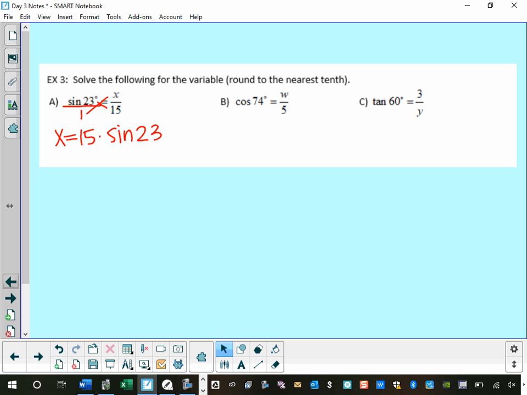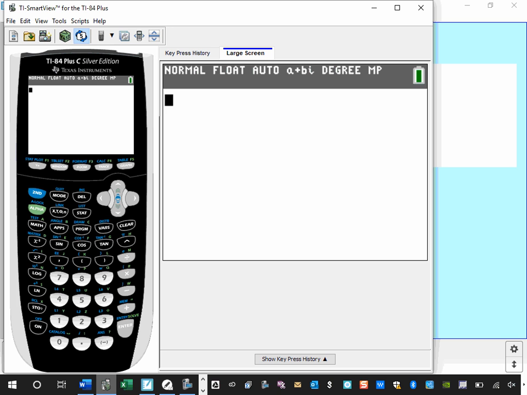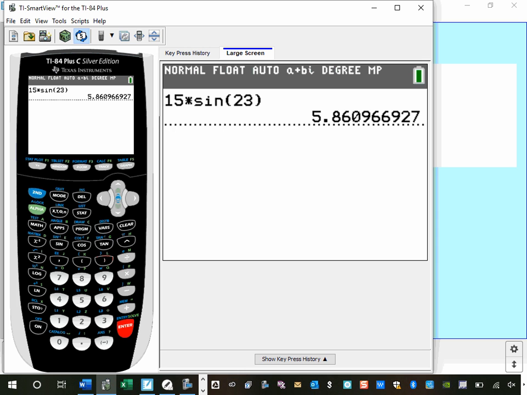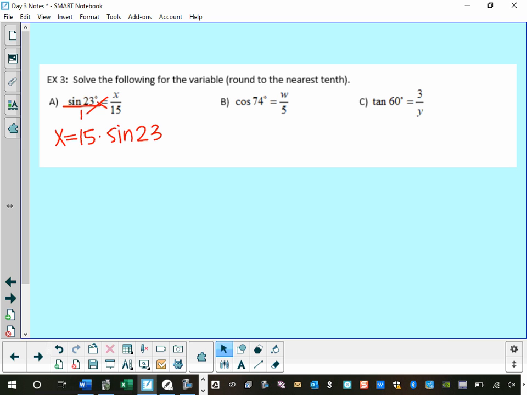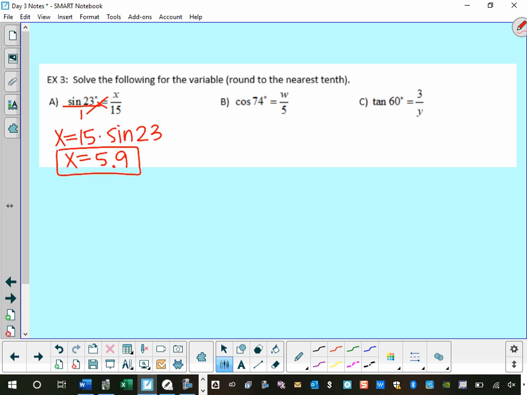It doesn't matter if your 15 comes in the front or back. If you put it in the back, just make sure you close your parentheses. So go to your calculator. I'm going to type in 15 times sine, which is like 2 steps above the 7. A parenthesis should pop up, and it was 23. What do you get for an answer? Let's just round to 1 decimal place. So let's do 5.9. That's my answer.